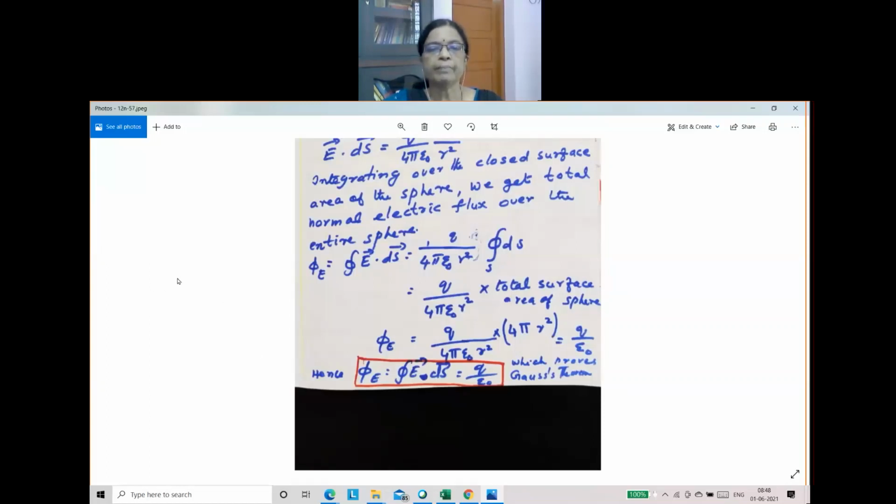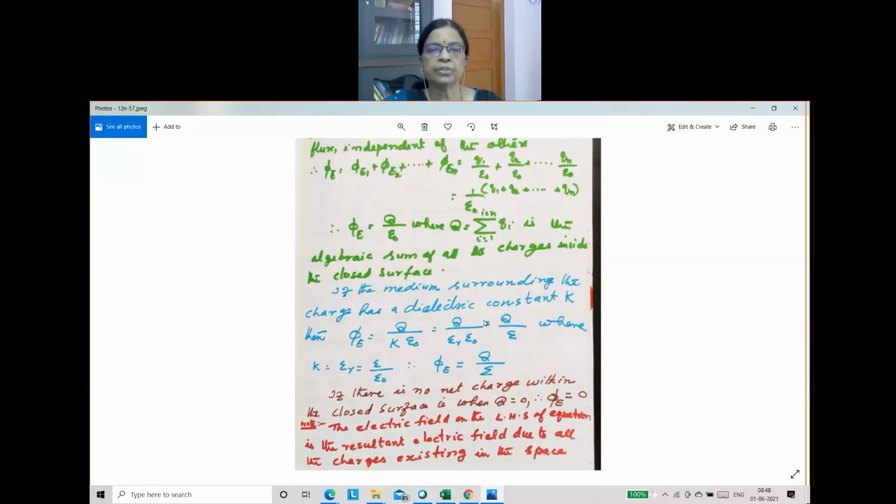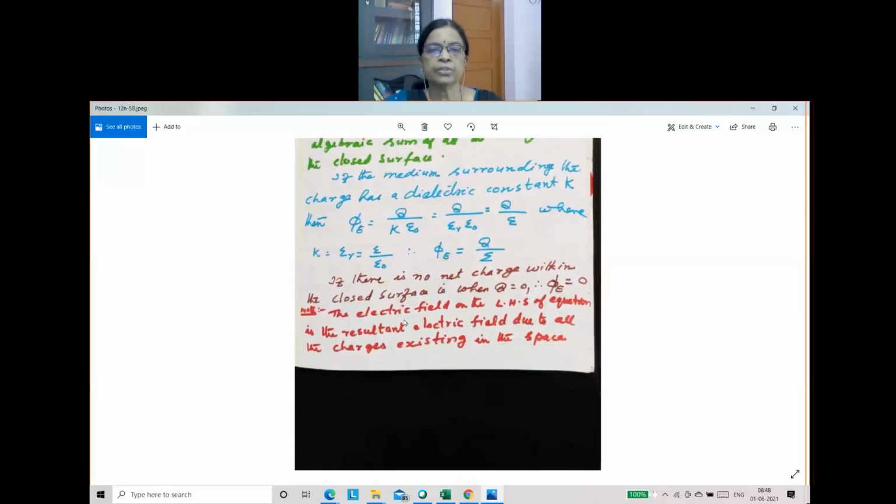In our case, we have considered only one charge, inside the Gaussian surface. But in other cases, the electric field on the left side of the equation is due to all the charges in the space, not only due to the charge inside the Gaussian surface. That is also an important point. Then Q is the net charge inside the Gaussian surface. So all these are notes, important points. The electric field on the LHS of the equation is the resultant electric field due to all the charges existing in the space.